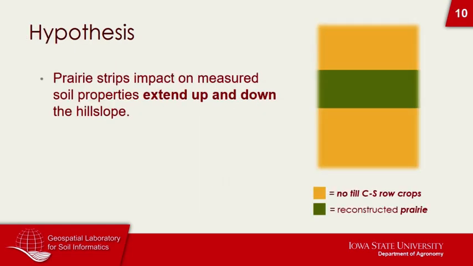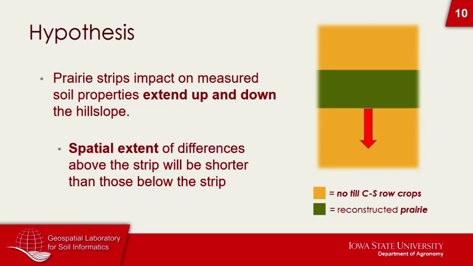My hypothesis is quite simple. My hypothesis is that the prairie strips impact the measured soil properties, and those impacts extend up and down the hill slope. Specifically, the spatial extent of differences above and below the strip will be different, with more elongated effects below and shorter effects above. My reasoning is just following the water. I expect more water to be below the prairie strip on the hill slope, and less to be accumulated above.